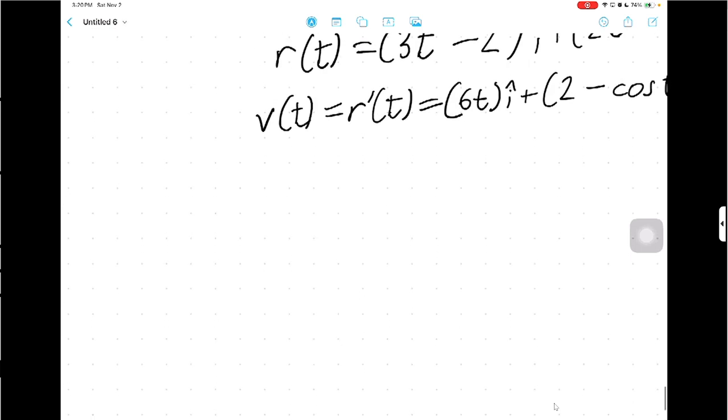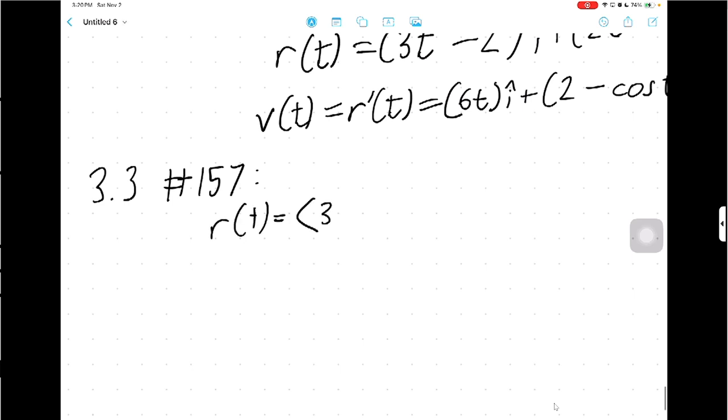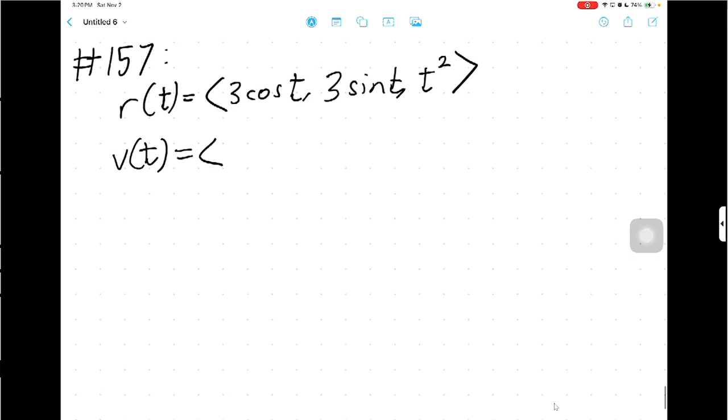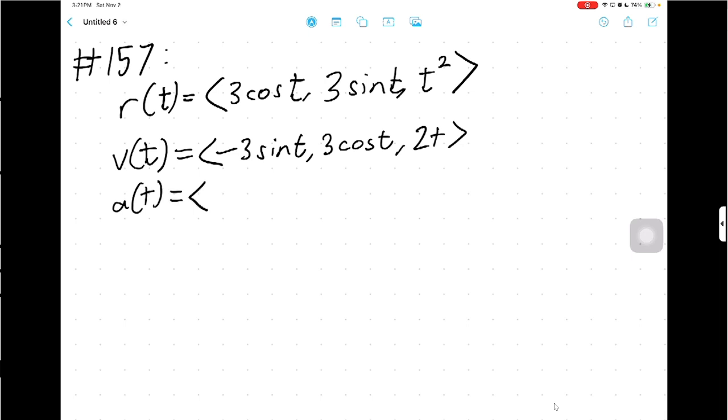Number 157 asks us to find the velocity, acceleration, and speed in terms of t. R of t is 3 cosine t, 3 sine t, and then t squared. V of t is going to become negative 3 sine of t, 3 cosine of t, 2t. A of t is where we do the same thing again, but with velocity. So negative 3 cosine of t, negative 3 sine of t, and 2.